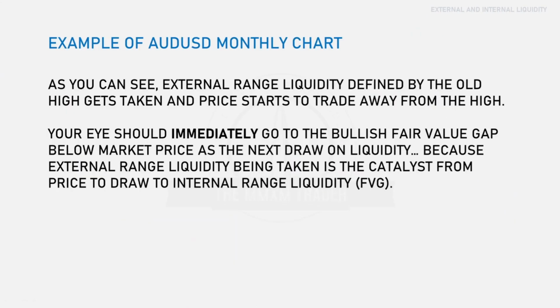Example of AUD-USD monthly chart. As you can see, external range liquidity defined by the old high gets taken and price starts to trade away from the high. So your eye should immediately go to that bullish fair value gap below market price as the next drawn liquidity. Because external range liquidity being taken is the catalyst for price to draw to internal range liquidity, which is that fair value gap.